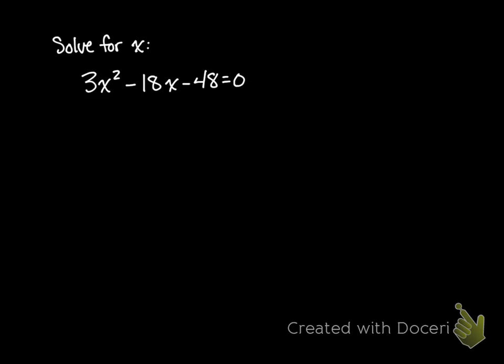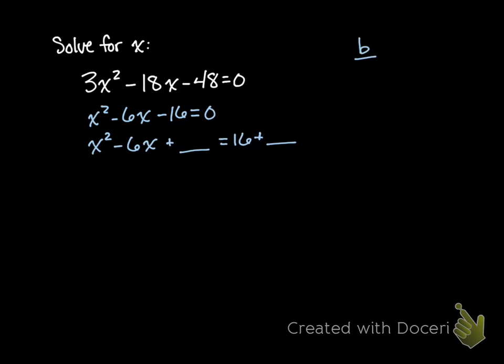On this one, we have a coefficient in front of our x squared, but if you look at this, you notice that the 3 will factor out of each term, so let's divide everything by 3. We get x squared minus 6x minus 16 equals 0, because 0 divided by 3 is 0. Now we can factor this a little bit more nicely. 16 is a perfect square, but it's negative, so we can't mess with that. So let's move it over to the other side.